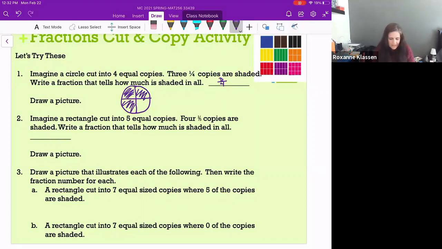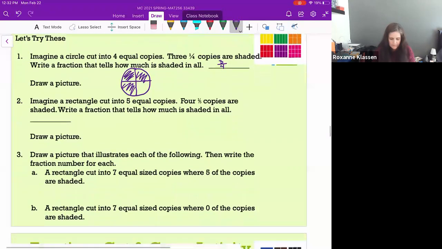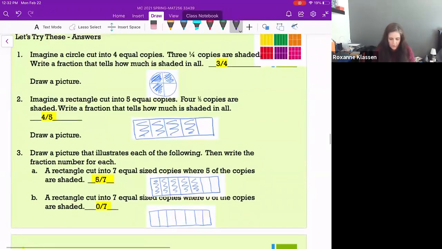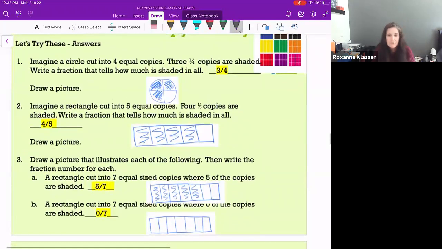So imagine a rectangle cut into 5 equal copies. 4 1/5 copies are shaded. Write a fraction. Tell how much is shaded in all. Draw a picture. And then a rectangle is cut into 7 equal size copies where 5 of the copies are shaded. And then a rectangle is cut into 7 equal size copies where 0 of the copies are shaded. So I'm hoping yours looks something like this. Am I correct?